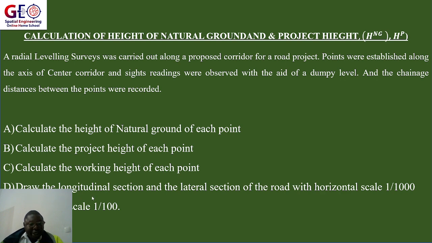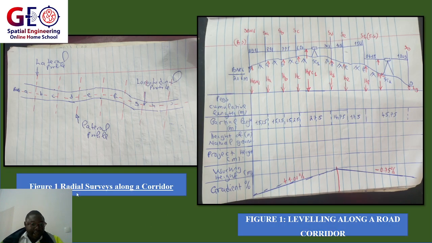D. Draw the longitudinal cross-section and the lateral section of the road with horizontal scale 1:1000 and vertical scale 1:100. Right here we have figure 1, which shows a planimetric view of the corridor. These were the points from BM6, A, B, C, D, right up to H. This is a planimetric view.